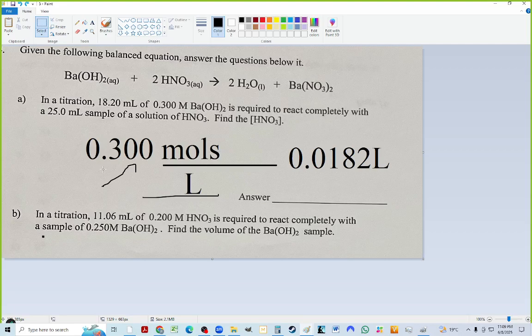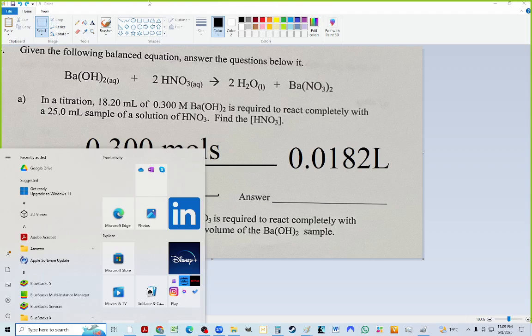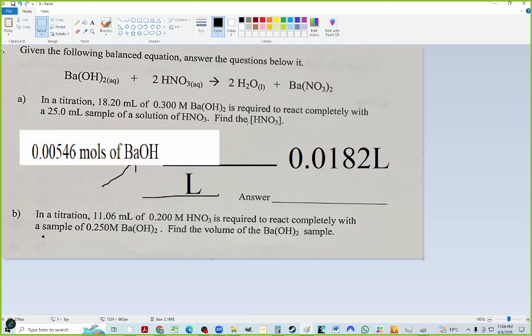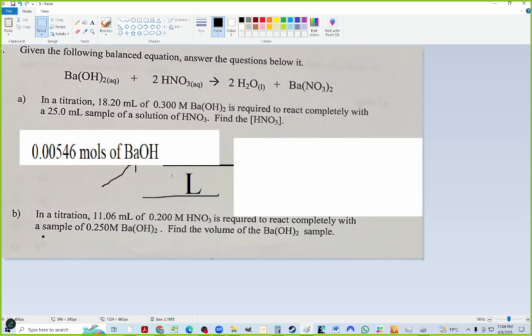Concentration times liters will always give you moles. Here's the answer. That many moles. This is what we came up with, 0.00546 moles of BaOH. It's Ba(OH)2, but I just didn't bother.